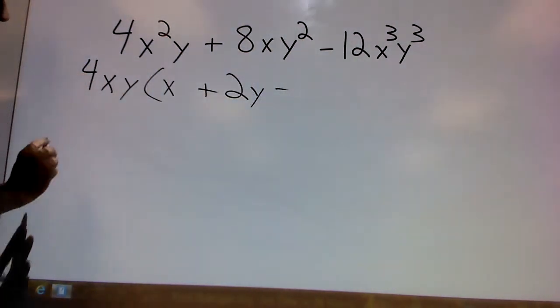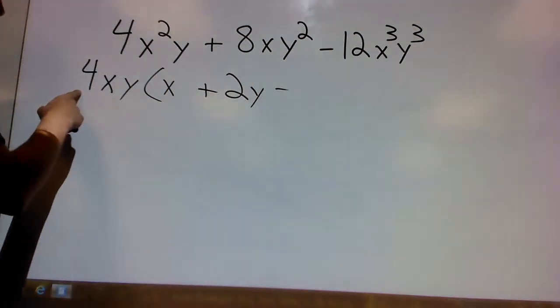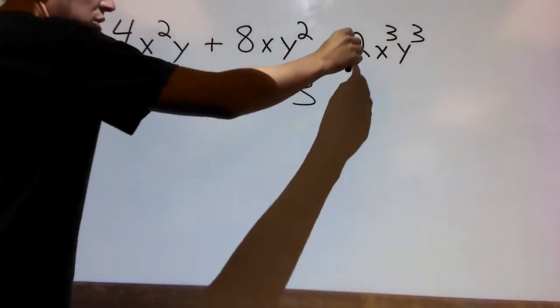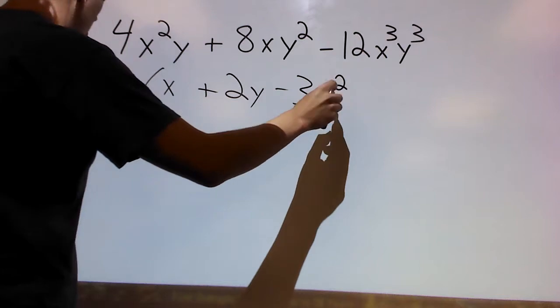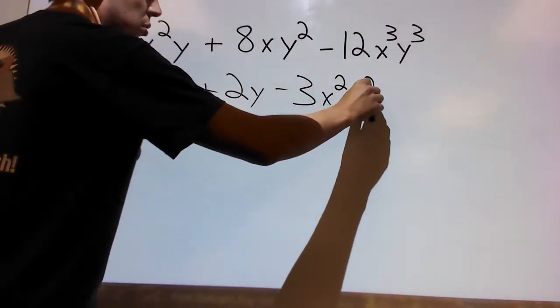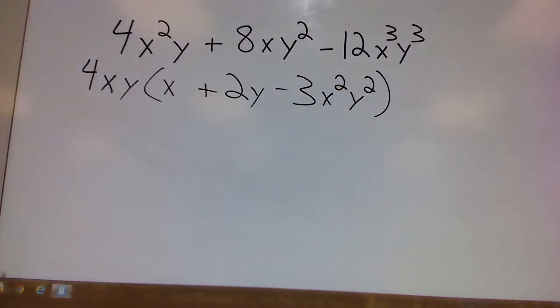Minus 12 divided by 4 is 3. Took 1x away, it's x squared. Took 1y away, y squared. Quick review of greatest common factor.